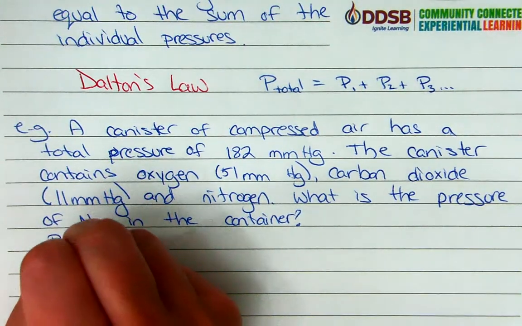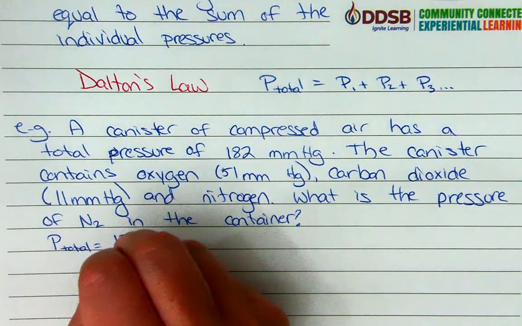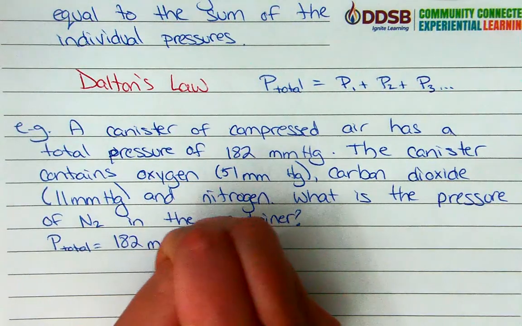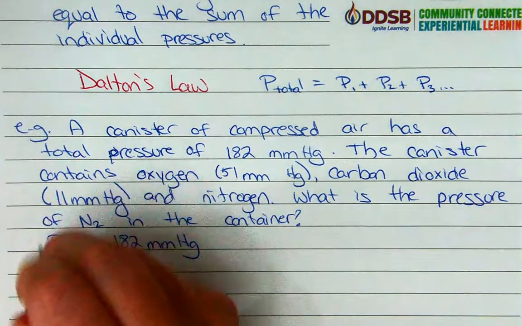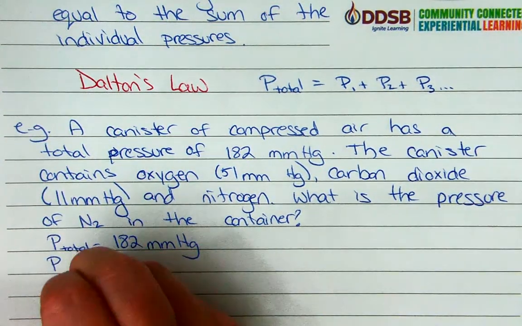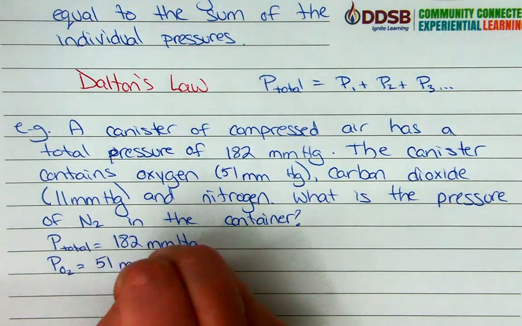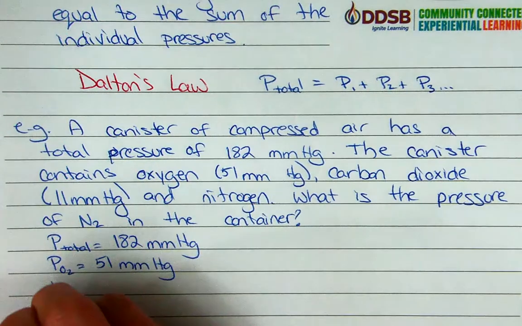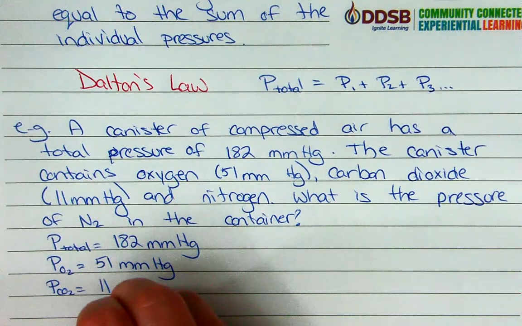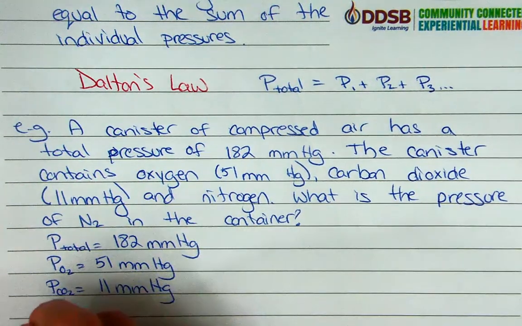Well, we know that our total pressure is 182 millimeters of mercury. Our pressure of oxygen, so PO2, is 51 millimeters of mercury. Our pressure of carbon dioxide, so PCO2, is 11 millimeters of mercury. And we're looking for the pressure of N2.